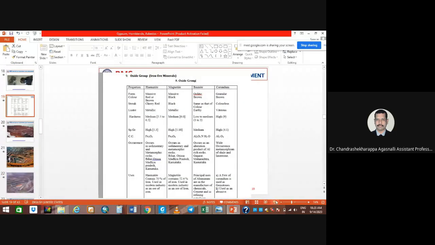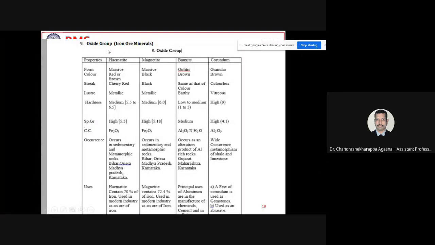Yes, look at this here. Oxide group of minerals. It's called iron ore minerals. Why are we calling it oxide groups? The iron oxide, Fe2O3. It's also iron oxide, Fe3O4. And here also alumina oxides. See, that's why we call it oxides.